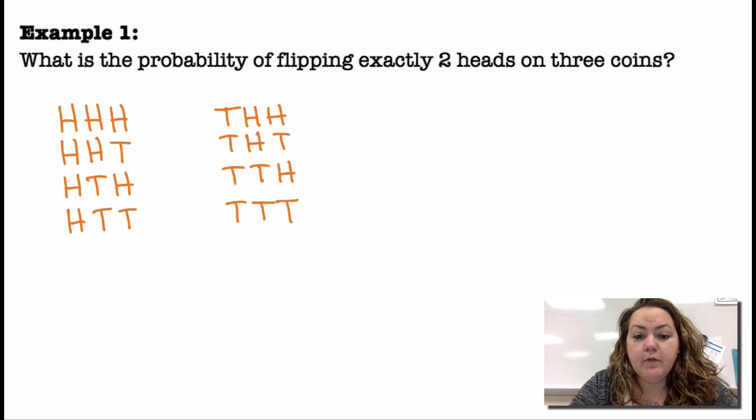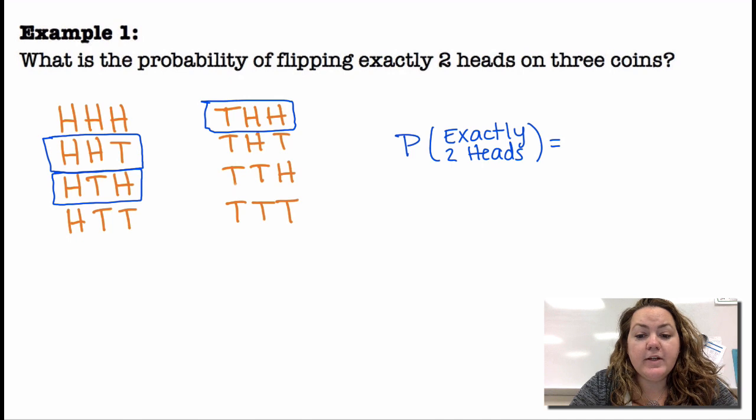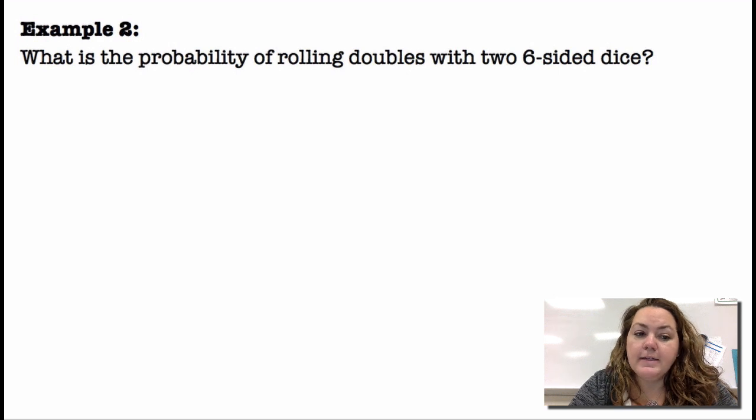Now I'm looking for exactly 2 heads. This one has 2 heads, this one has 2 heads, and this one has 2 heads. And that's it out of all of the 8 options. So the probability of exactly 2 heads is 3 out of 8, which you could leave as that, or you can change to a percentage by doing 3 divided by 8 and then moving the decimal 2 places or multiplying it by 100. It's 37.5%.